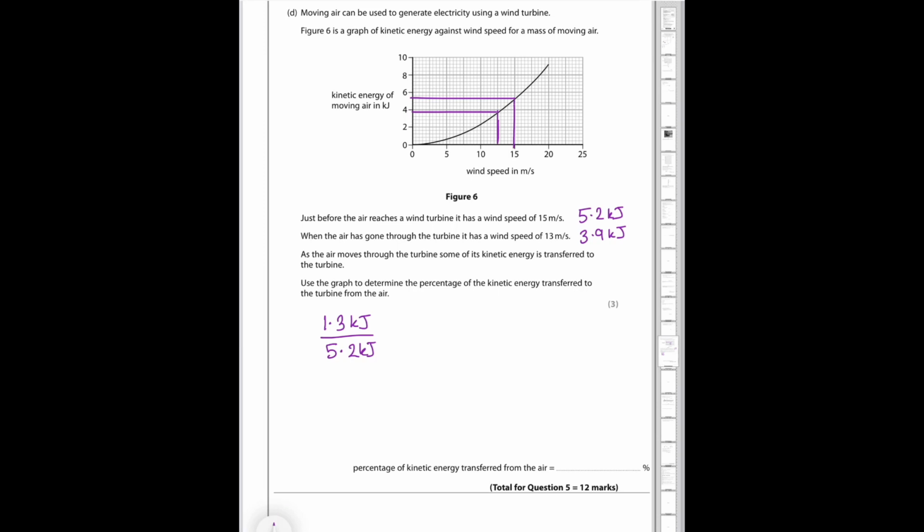So 1.3 out of the 5.2 was supplied to the turbine, and to turn that into a percentage, we would then multiply by 100. And if we work that out, that calculates to 25%. Now, the answer would be a range here because it depends on how you draw your graph. So the answer here would be anything in between 18% to 32% for your final answer.